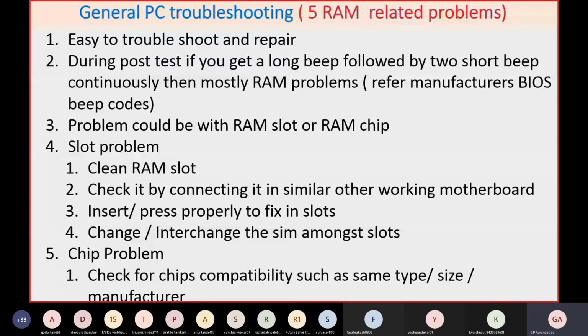The best way, if you find such problems, is to clean your RAM slot, or you can interchange the SIMM among the slots. As I said, you can shift the position of the RAM, but of course only if all the slots are the same. Otherwise, on most motherboards, two slots are for one type of RAM and another two slots are provided for another type of RAM.